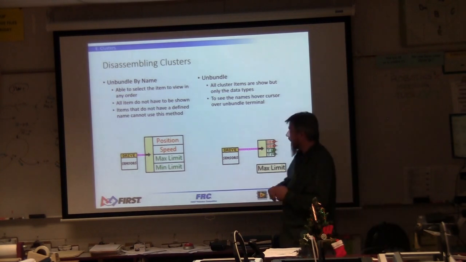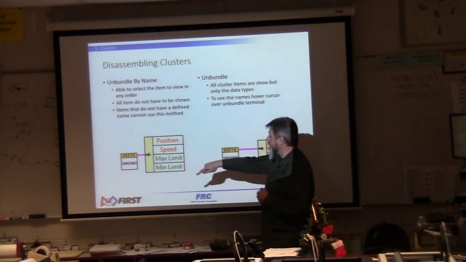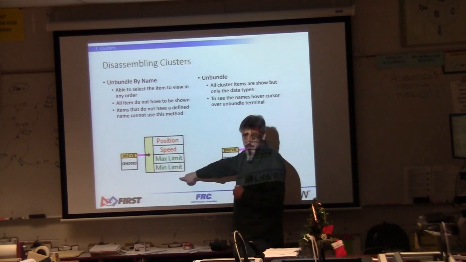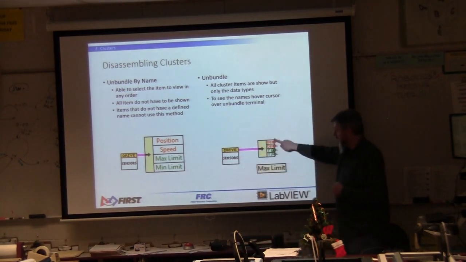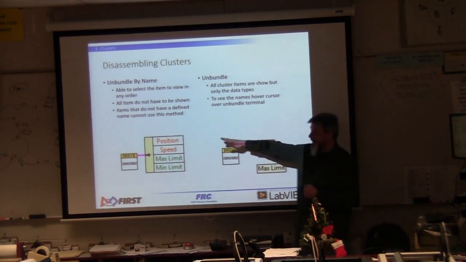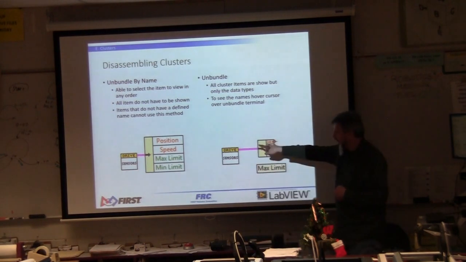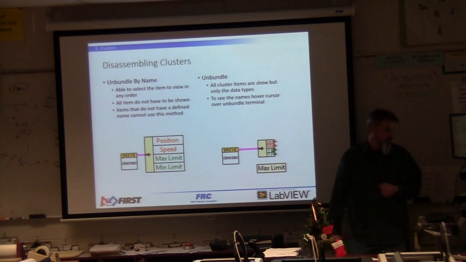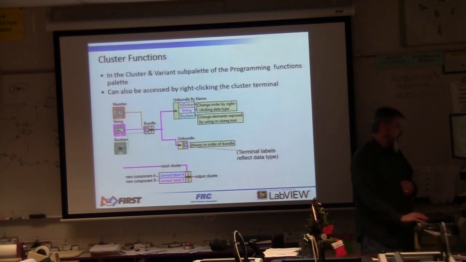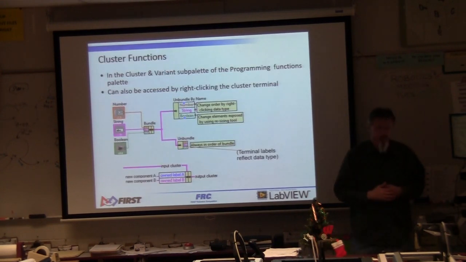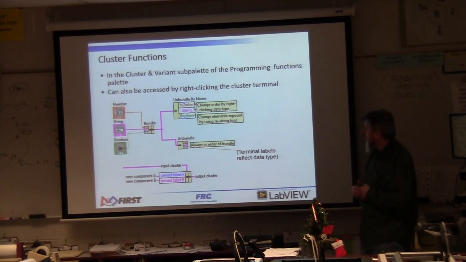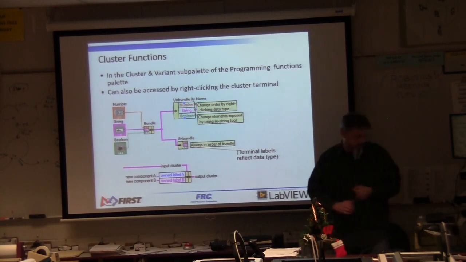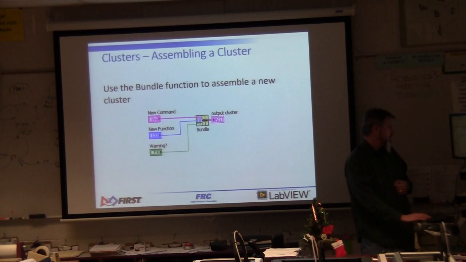There are two ways to get data out of clusters that we practiced. One is unbundle by name, and one is just the unbundle. I recommend that you always use unbundle by name because it helps self-document. The plain unbundle gets a little bit harder to read. So use unbundle by name when you want to pull data out.